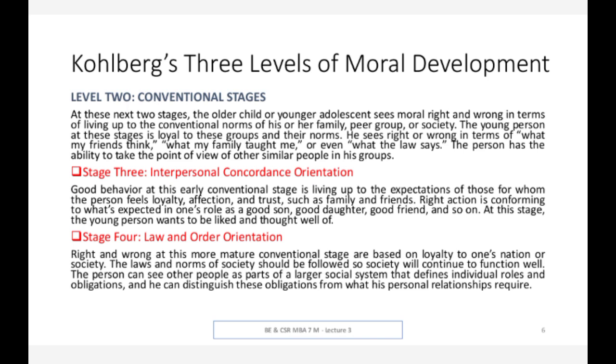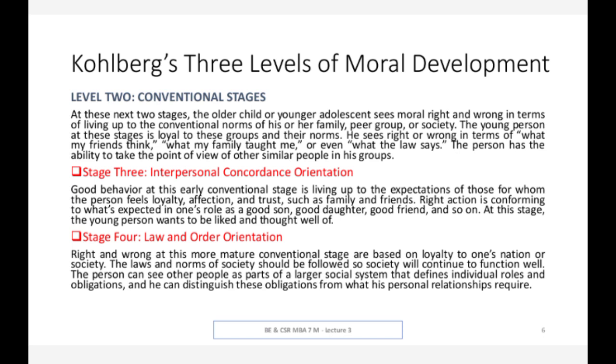Level 2, conventional stages. At these next 2 stages, the older child or younger adolescent sees moral right and wrong in terms of living up to the conventional norms of his or her family, peer group, or society. The young person at these stages is loyal to these groups and their norms.